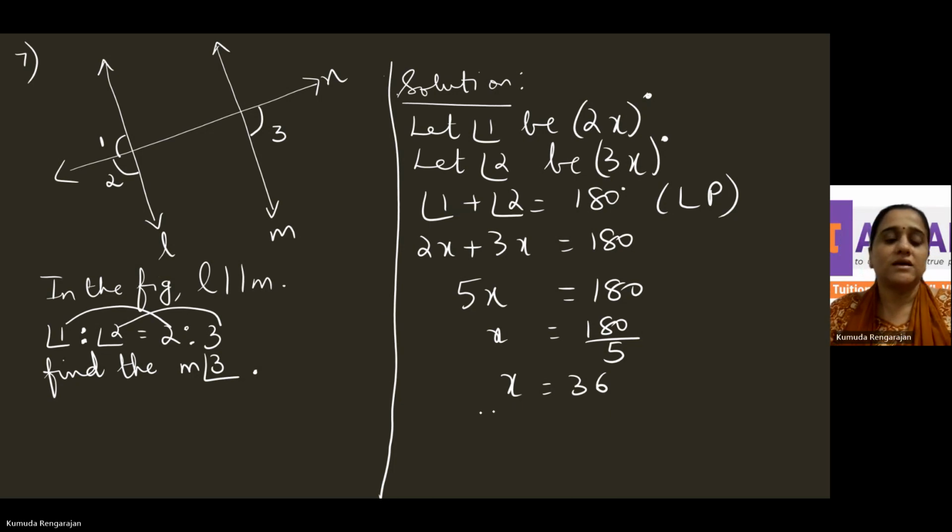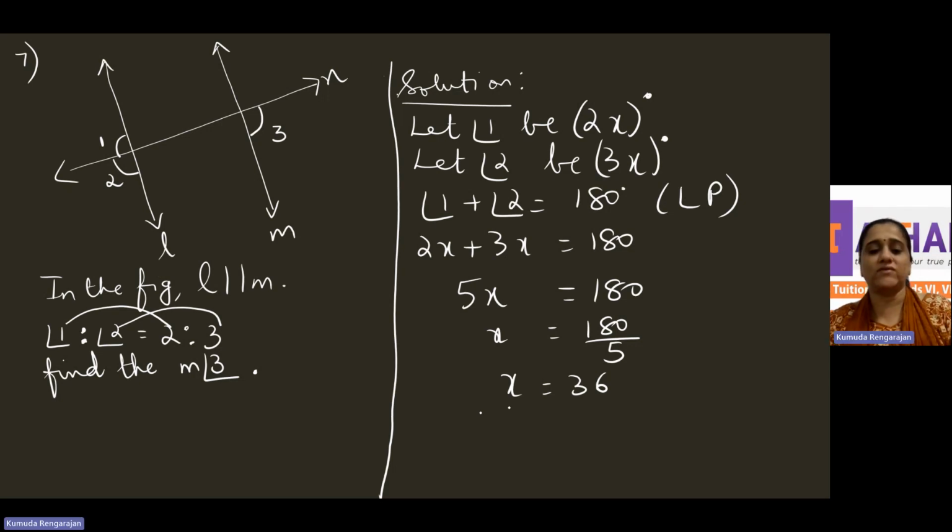All right. Now, the question is to find the measure of angle 3. They're not asking you to find angle 1 or angle 2. Find angle 3 is the question. But to find angle 3, do you want angle 1 or angle 2? Is there a relation between angle 1 and 3 or 2 and 3? 1 and 3, alternate exterior angles.